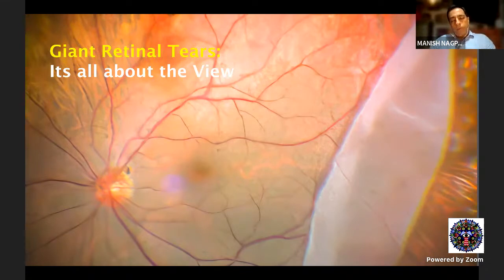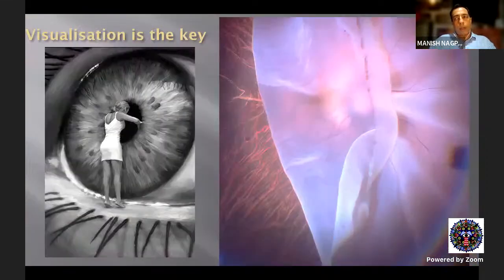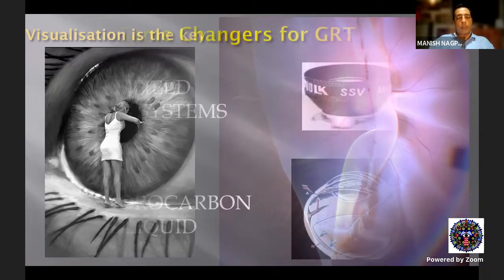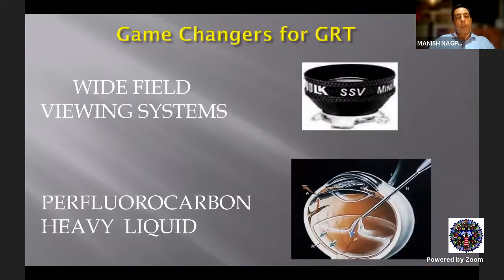From this, we go on to a few cases of giant retinal tears, because they are also detachments, except that we call them giant retinal tears, and they've got a few different peculiar things on how we manage them. And I think visualization is the key to a good success in these cases. And the game changers have been wide field viewing systems and perfluorocarbon heavy liquids. And for both of them, we need to thank Dr.